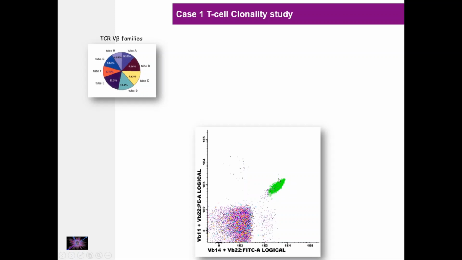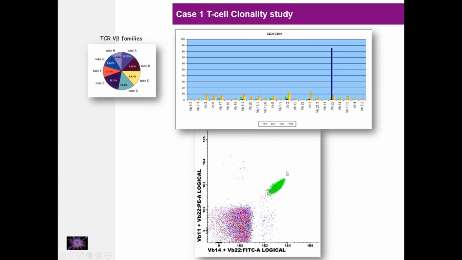So these green cells are the cells that are all V beta 22 family. All the other families are almost not represented. The sample is represented in blue, and the rest are the median values of the reference of this kit.